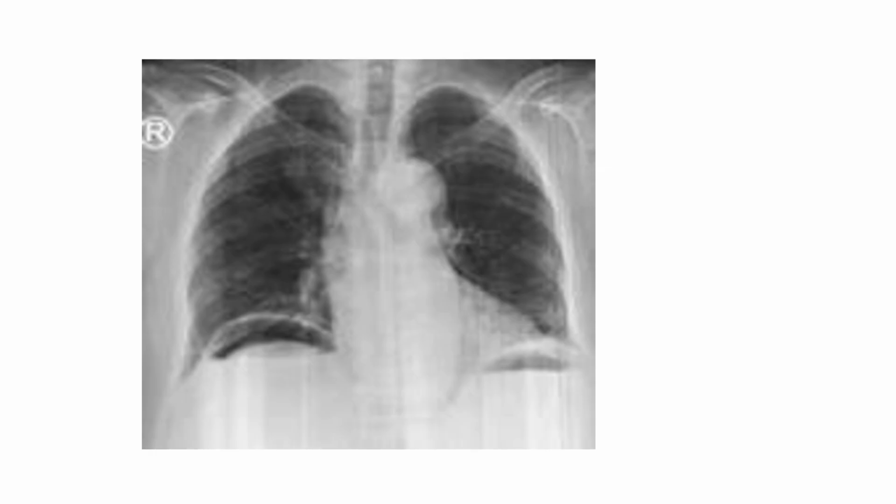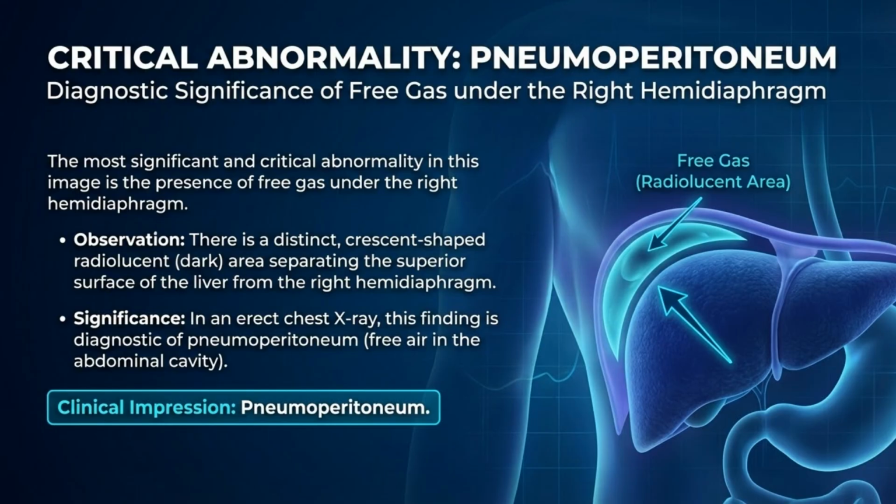This chest X-ray shows the right hemidiaphragm and a dark area underneath it. A critical abnormality observed here is pneumoperitoneum, diagnosed by the presence of free gas under the right hemidiaphragm. This crescent-shaped radiolucent area suggests free air in the abdominal cavity.